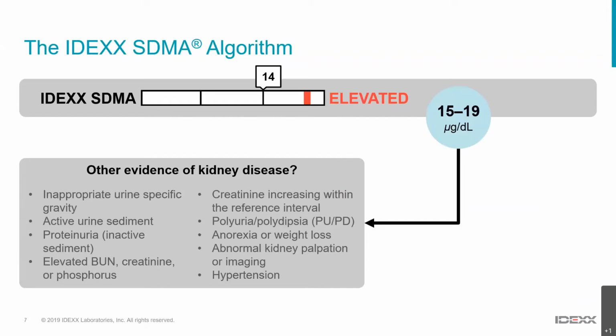We want to go back to our patient history. Is the owner reporting polyuria, polydipsia, anorexia, and/or weight loss? Go back to our physical exam findings. Did the kidneys feel abnormal on palpation? And certainly, if we can document that the kidneys look abnormal on imaging, or we have a patient that has unexplained persistent hypertension, we should consider that evidence of kidney disease.